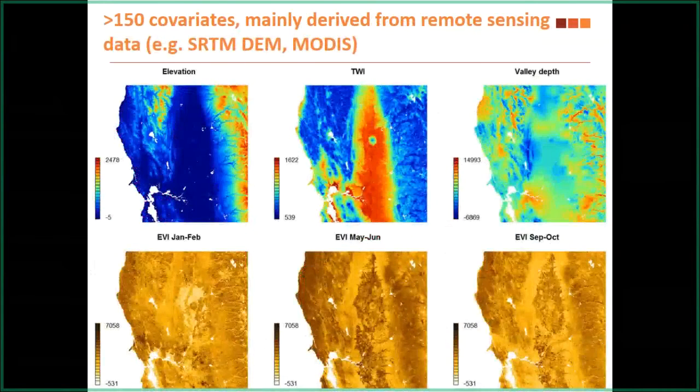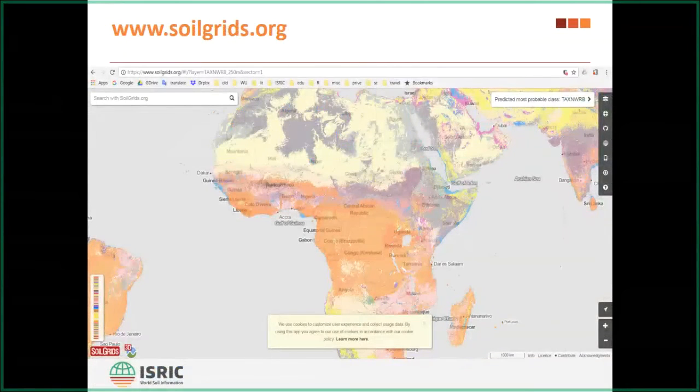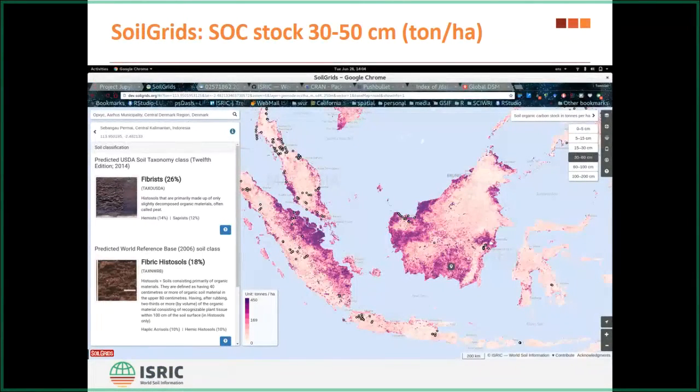Then we use a maximum of about 150 covariates for the predictions. And then we get a database, 7 different depths, and about 10 different parameters. If you go to soilgrids.org, on the right-hand side you can choose your depth and your parameter, and view what the data are like. To give you an example, here is the soil organic carbon stock at 30 to 50 centimeters in ton per hectare for Indonesia.